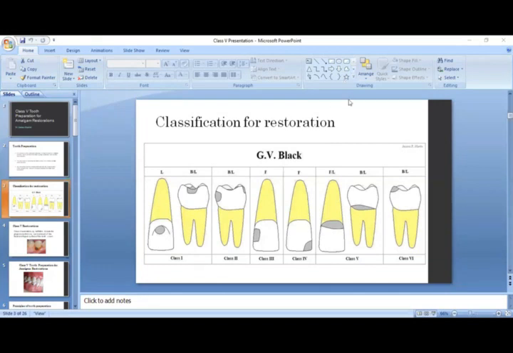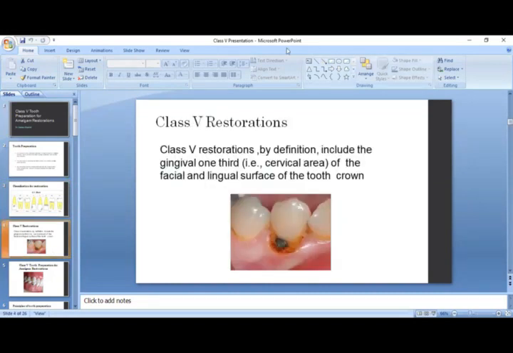Okay. Now coming to the class 5 carious region again. So this is basically the class 5 region. Class 5 restorations by definition include the gingival one third. So this is the gingiva, and this is the gingival one third of the cervical area of the facial and the lingual surfaces of the tooth. The clinical picture which I am showing you is the facial side. The lingual side is that side.